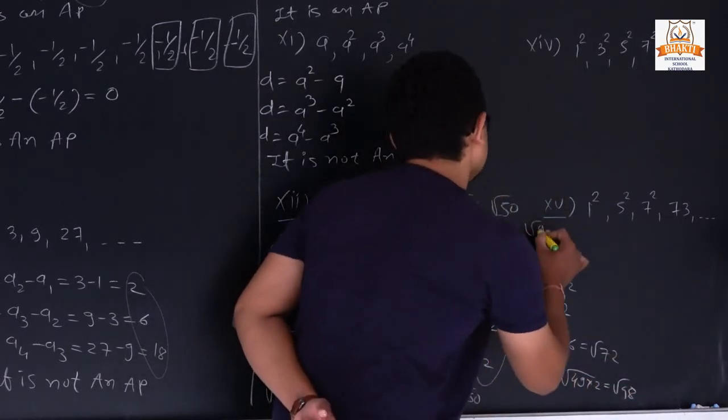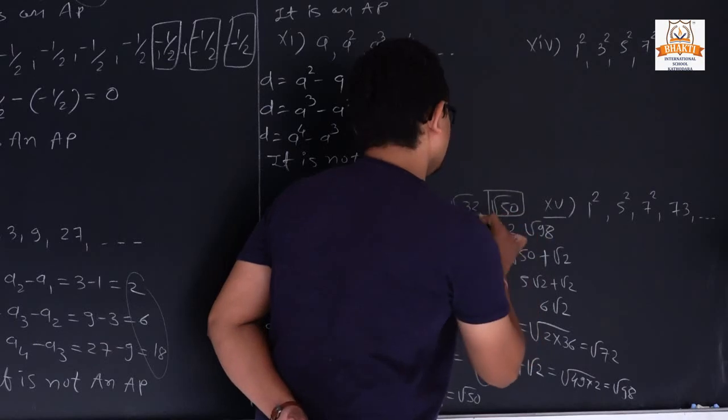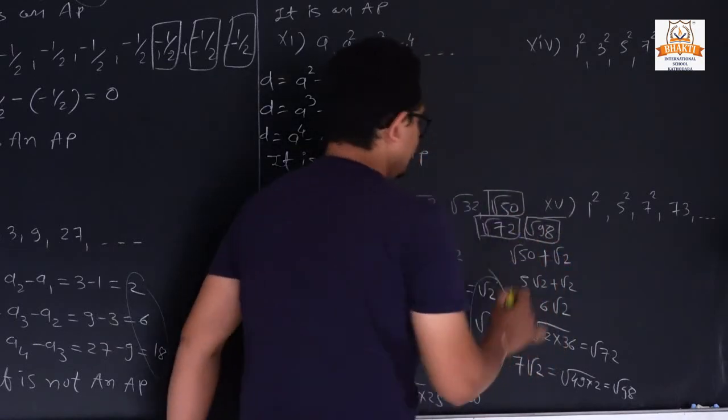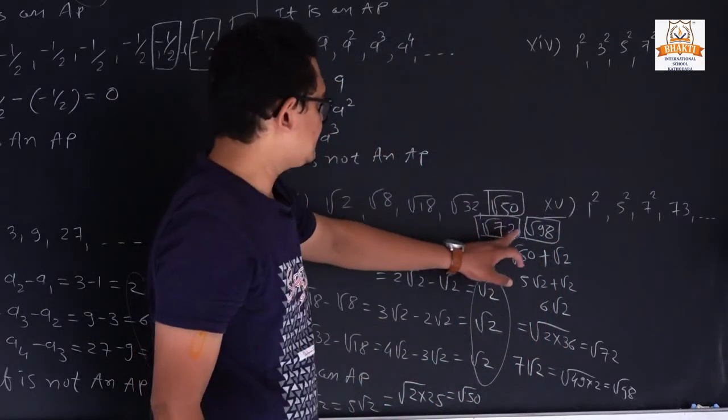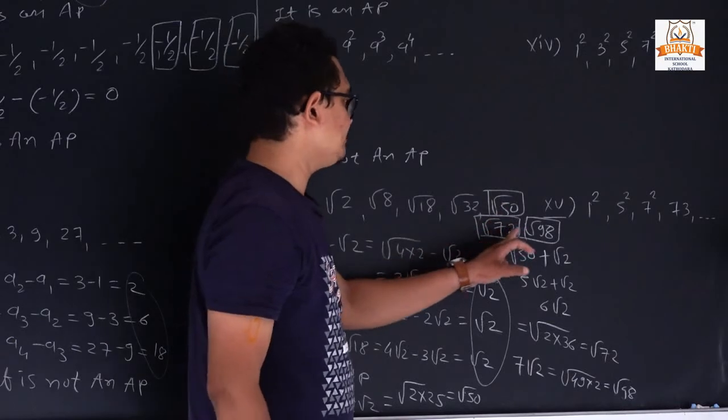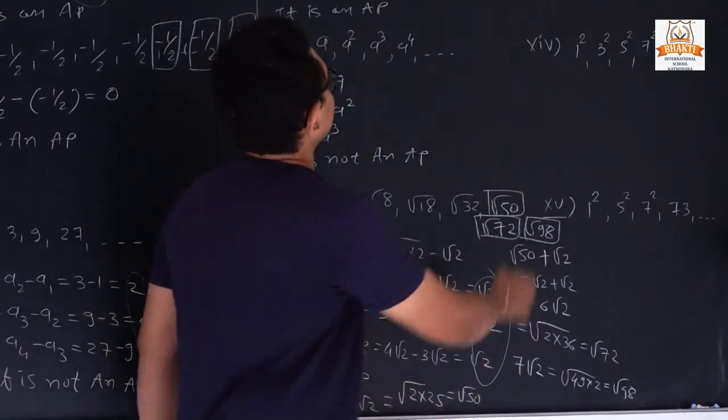So what is the next term? What are our three terms? 1, 2 and 3. So the 5th, 6th and 7th terms are root 50, root 72 and root 98.